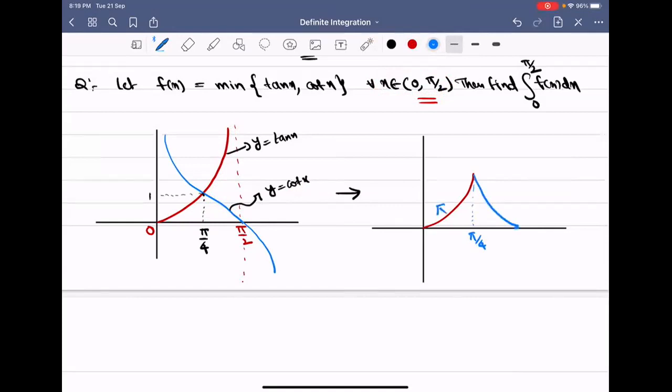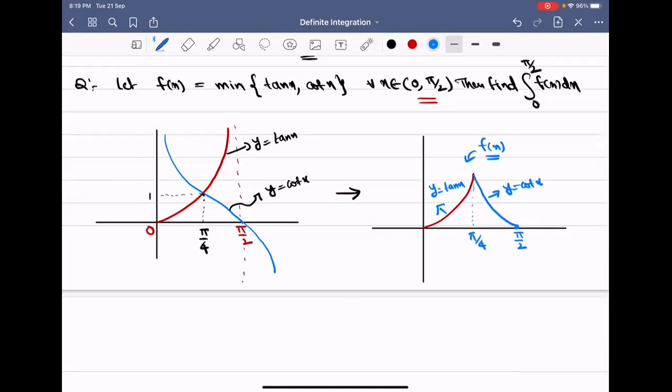So this is y equal to tan x, and this is y equal to cot x. That implies from 0 to pi by 4, tan x is minimum, and from pi by 4 to pi by 2, cot x is minimum. Therefore, this is the graph of f of x, that is the minimum of tan x and cot x.